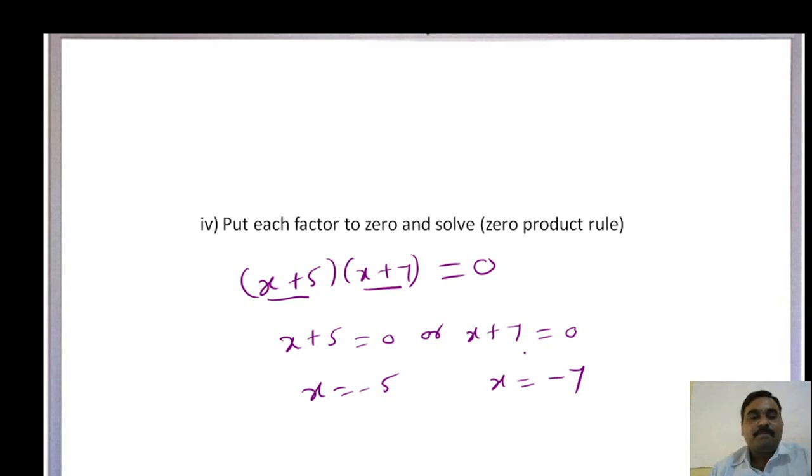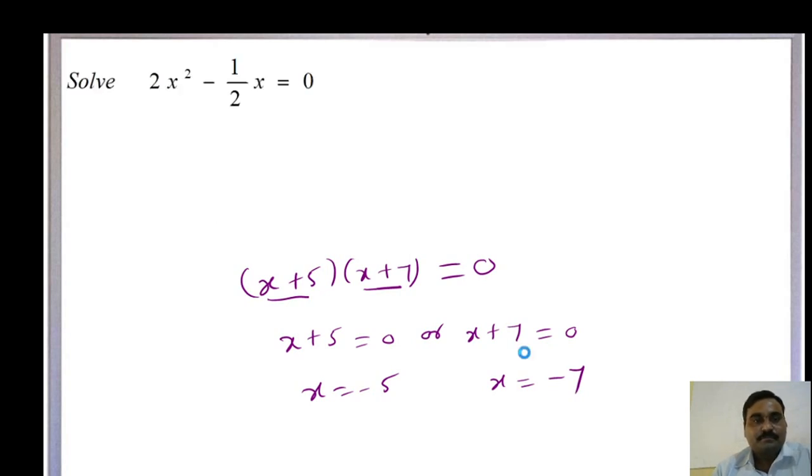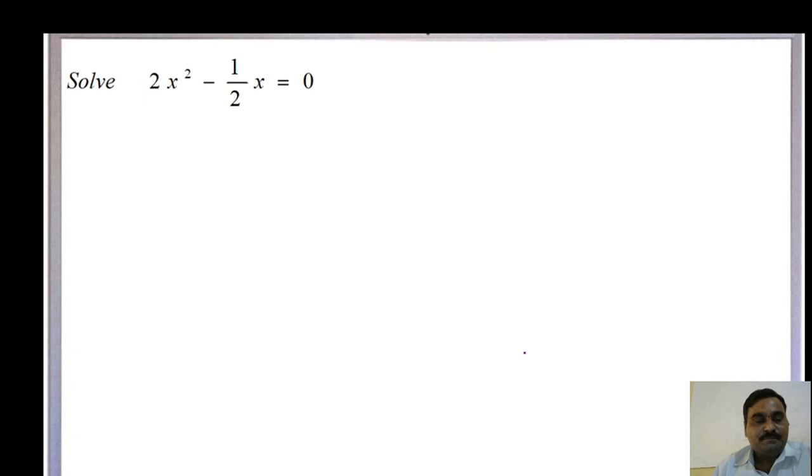Now if we follow these steps, it will be very easy to solve any quadratic equation. Now let us see some questions involved in solving quadratic equations by the factorization method. Here one question is there: 2x square minus 1 upon 2 into x is equal to 0. The given quadratic equation is not in the standard format. We have one fraction here, and this fraction has to be removed.